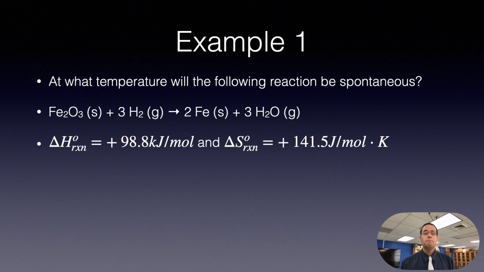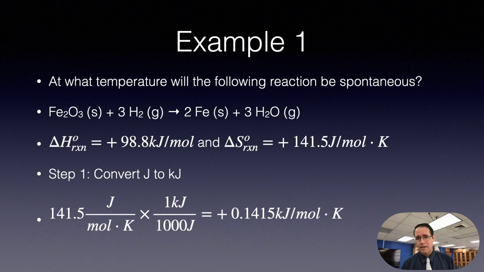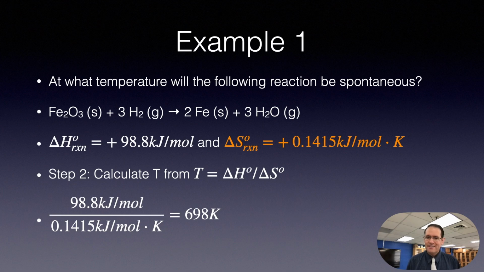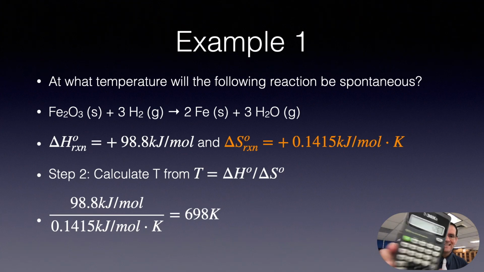The first thing you want to do before you do the division is convert the entropy to kilojoules per mole. We do that by dividing by 1,000. So move the decimal over 3 to the left and you get this number here, in units of kilojoules per mole per Kelvin. Those are the units for entropy. Now use that fancy equation here. The temperature is delta H over delta S, and you plug that into your calculator and you get 698 Kelvin. If you're interested, 698 minus 273.15 is 425 degrees Celsius.